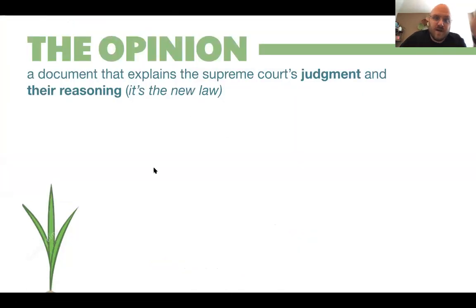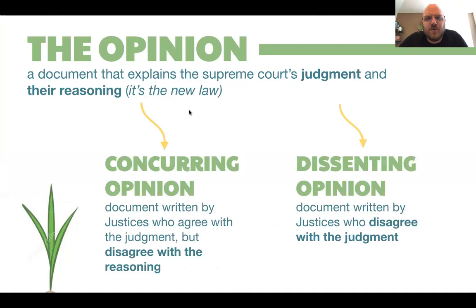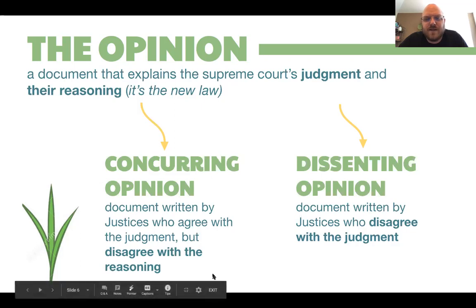So we get into opinions. The document that explains the Supreme Court's judgment and their reasoning for it. So on your one-pagers, it has the majority opinion, okay? The majority opinion is going to be like, here's why the majority of the court ruled in this instance, okay? But the second one is going to be concurring opinion. A concurring opinion means the justices agreed with that judgment, but they disagree with the reasoning for it. Not every case has a concurring opinion.